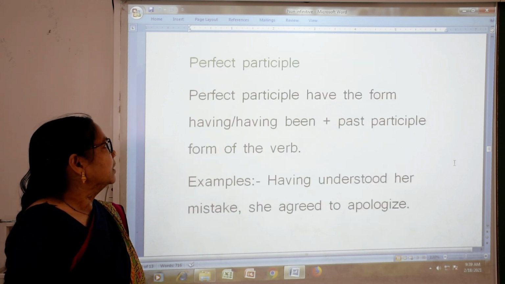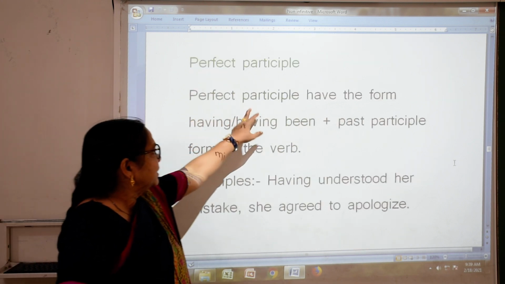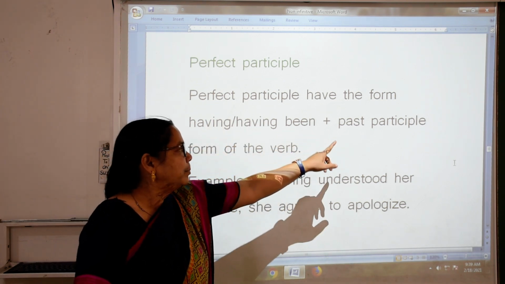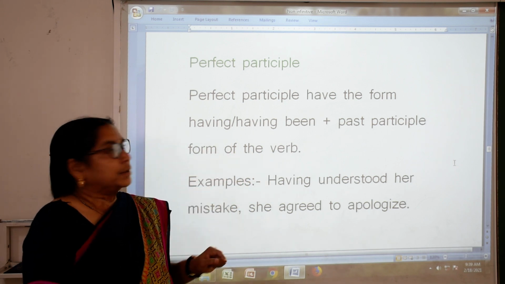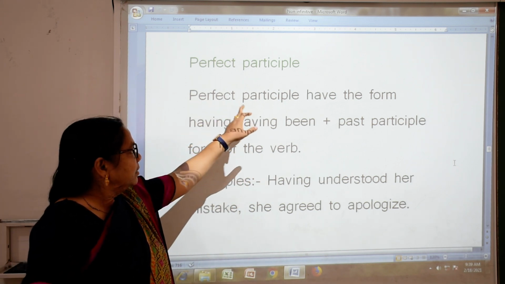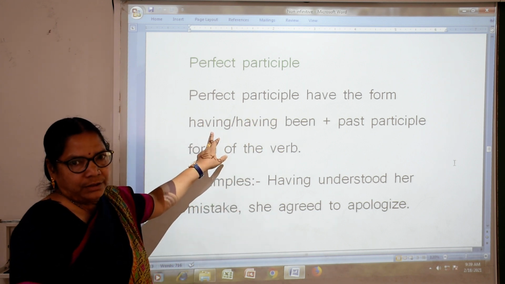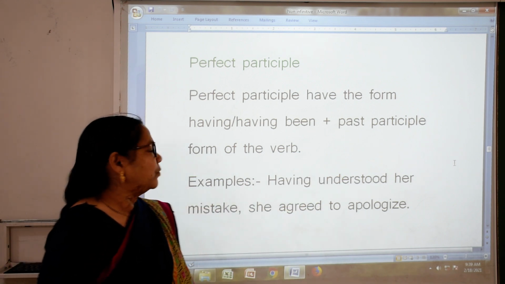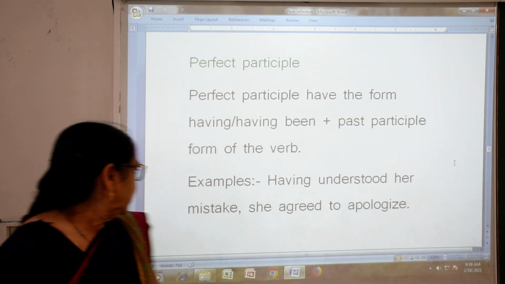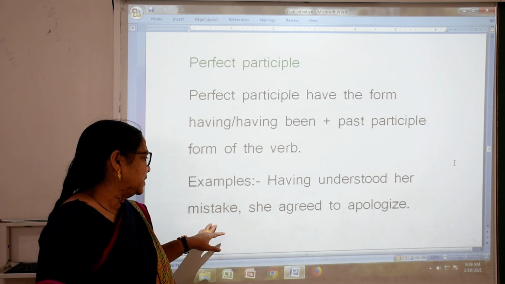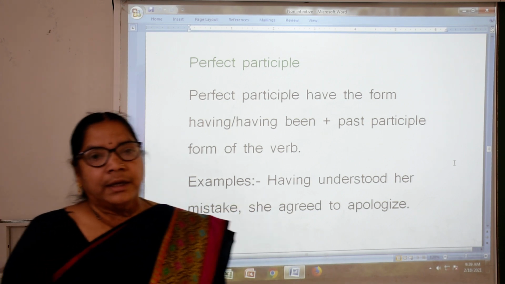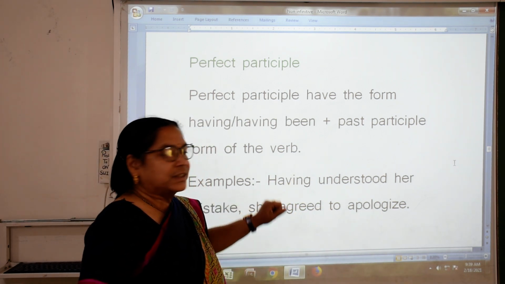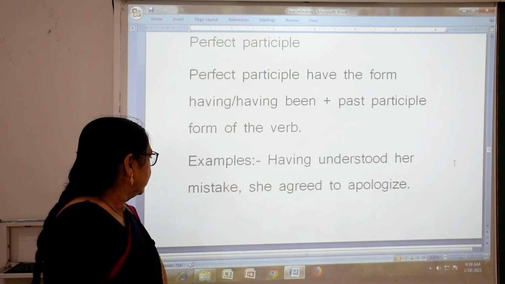Perfect participles. Perfect participles have the form having been plus the past participle form of the verb. Again I am repeating, perfect participles have the form having been plus past participle form of the verb. Now example: having understood her mistake, she agreed to apologize. Having understood her mistake. Now we will go further.